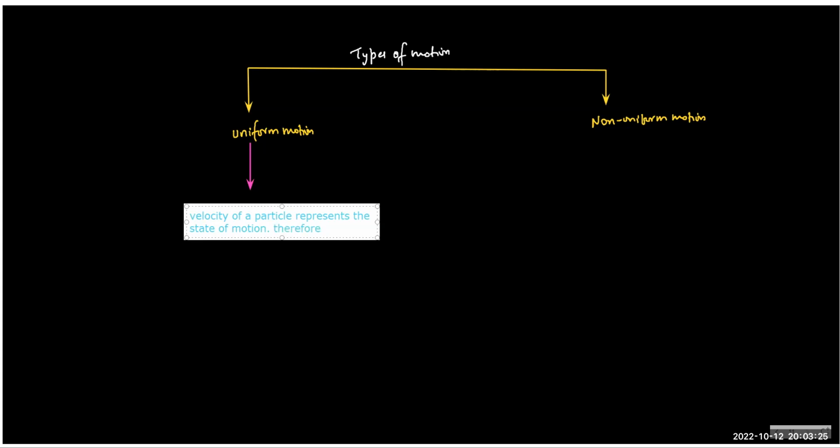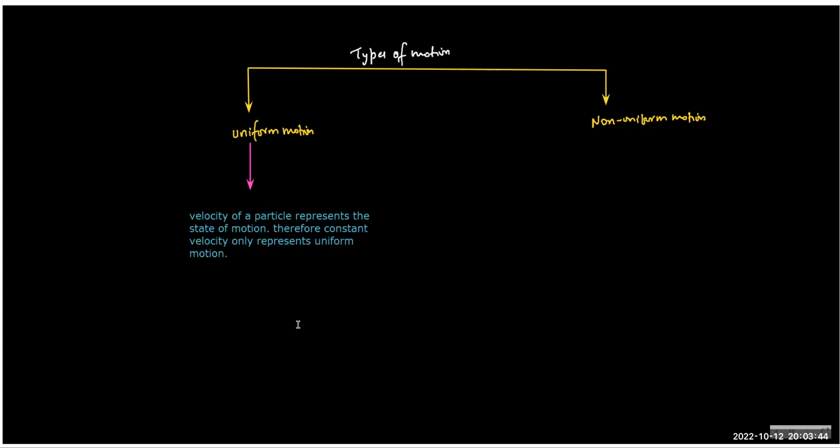Therefore, constant velocity only represents uniform motion. So anything which is in any motion in which velocity is not constant for any reason, whether it's magnitude or direction or both, it falls under the category of non-uniform motion.